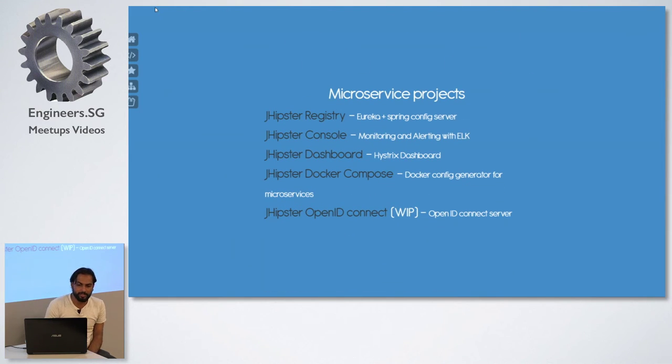So for microservices, as I was telling you, we provide the registry, we provide the console, both these are runtimes. We have a dashboard, historic dashboard. It's still work in progress, that is why I couldn't show you yet. That would be on your gateway. And the Docker Compose is what I have shown you for your deployment part. And we have a JHipster OpenID Connect, which is again a work in progress, where we are planning to provide OpenID Connect support as well.